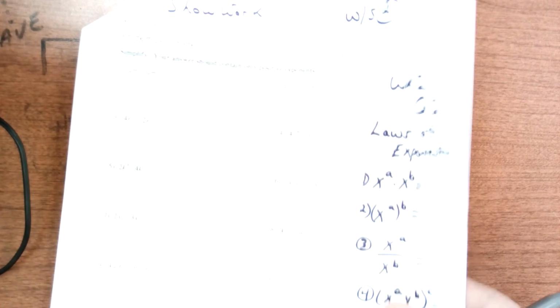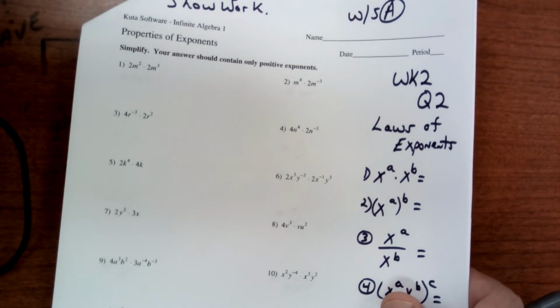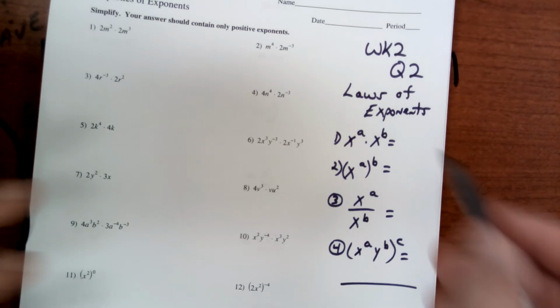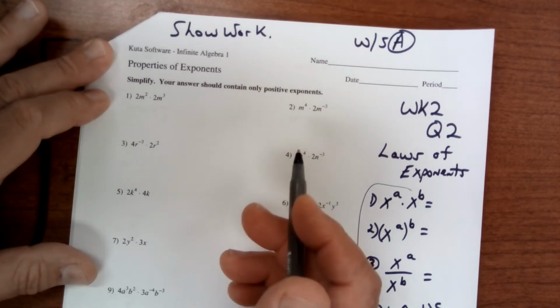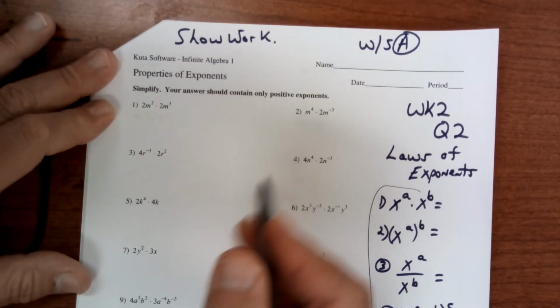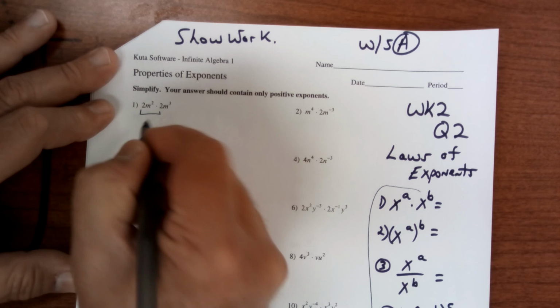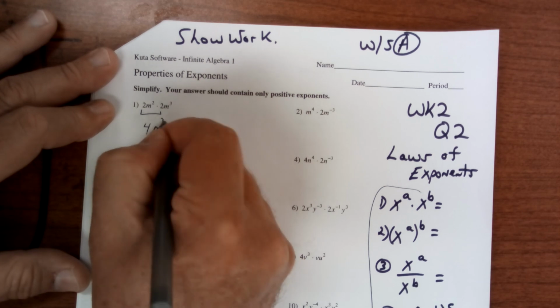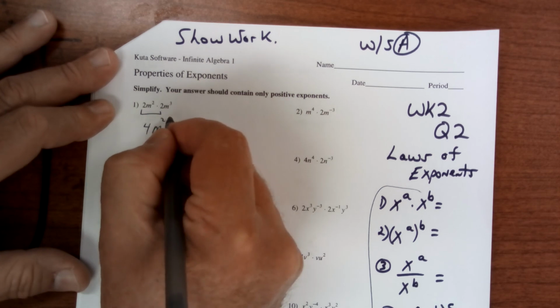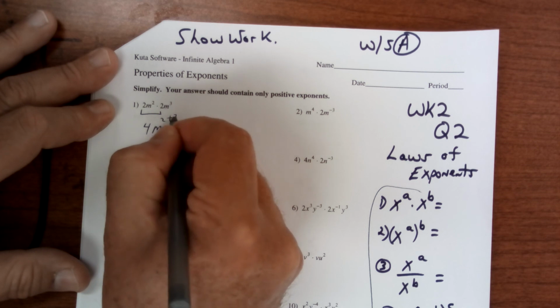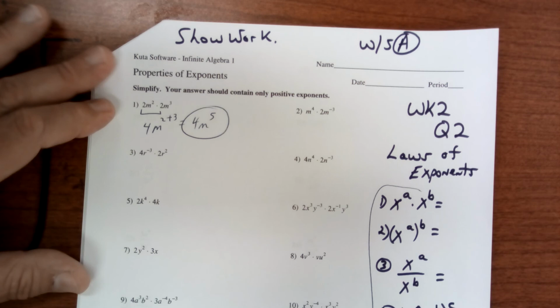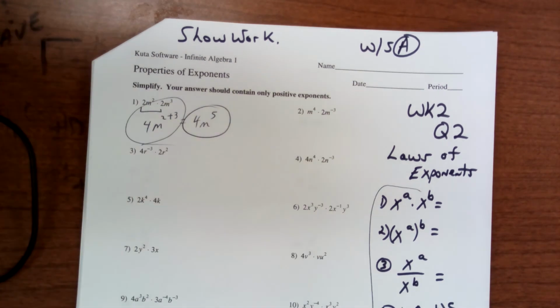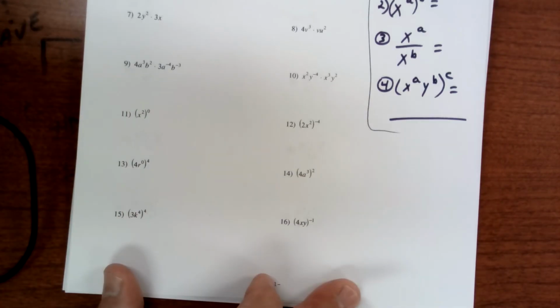Here's your work for today. If you get stuck, ask questions. I do want the laws of exponents, and I want you to show me some work. So if you just put some answers, I'm not going to give you credit. I want to see this. 2 times 2 is 4. M to the second. You're going to add up 2 plus 3 here. So you're going to get 4m to the 5th power. That's what I want to see, is some kind of work. It's on Canvas.